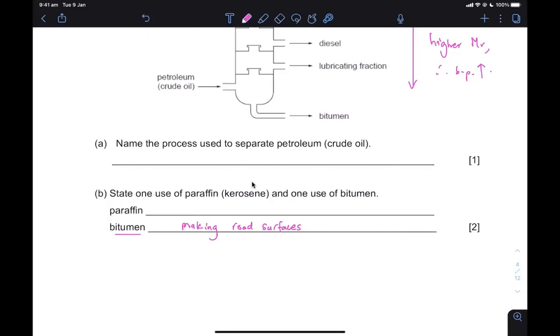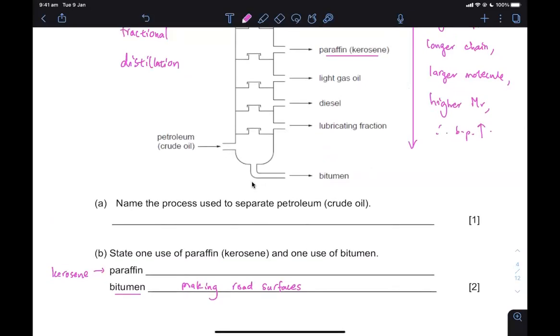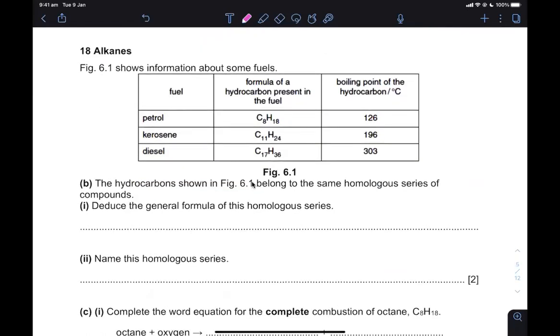And paraffin, the other name is called kerosene. So that is what they have told you. Paraffin is also known as kerosene. So this is as jet or aeroplane fuel, fuel for jet planes or fuel for aeroplanes. So that's it really on the separation techniques.